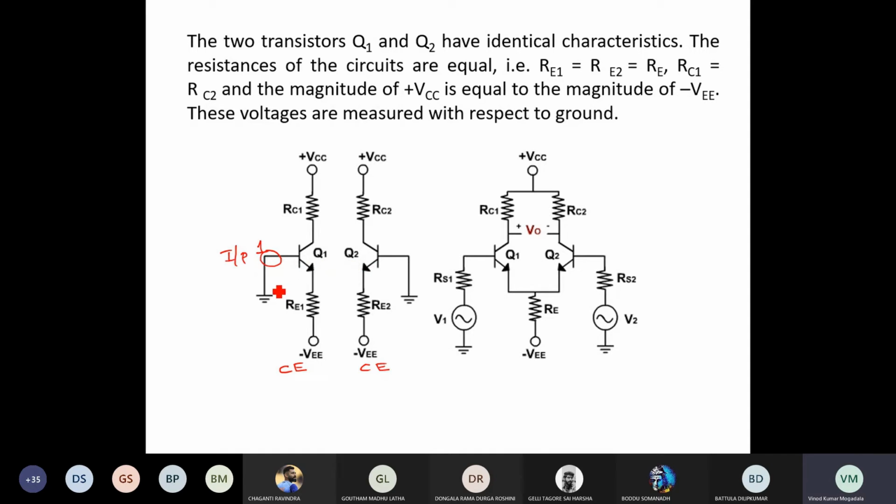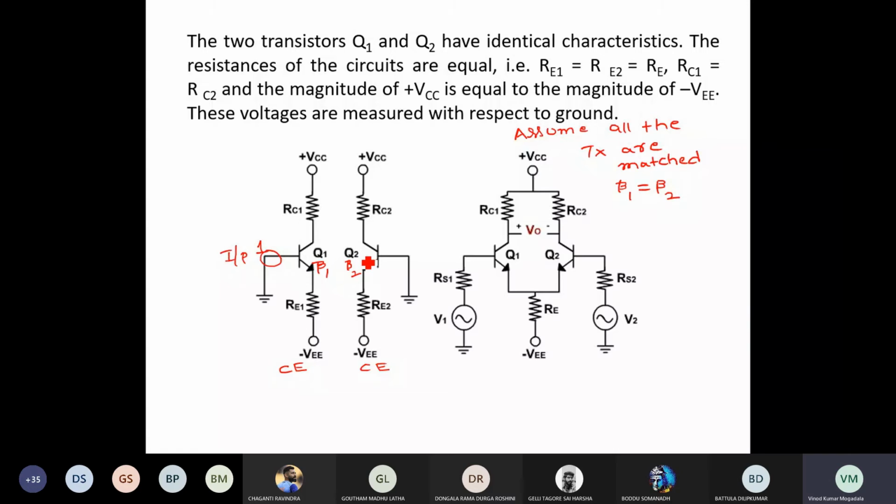The assumption here is that all the transistors are matched. Matched means they are constructed from the same material so that they will have the same gain, beta 1, beta 2, and all the parameters are the same. We will see why we need to consider such a scenario.